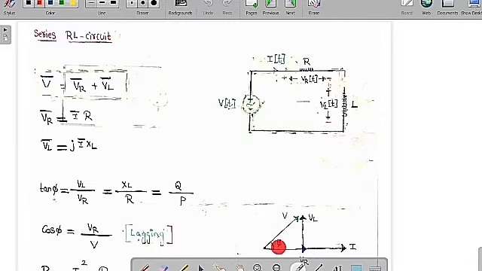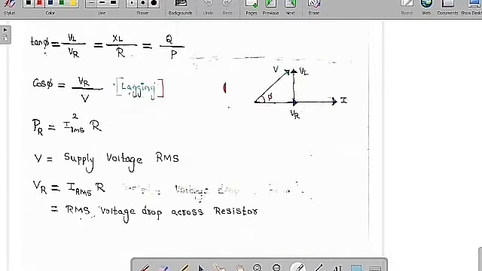So therefore, we can say where phi is the angle between the supply voltage and the supply current. This we are going to call the power factor angle. Now tan phi is equal to opposite by adjacent, which is VL by VR, which is I into XL by I into R. So I and I are going to get cancelled, and we are going to get XL by R.